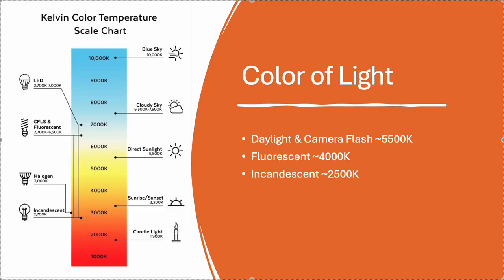The color of light. Color is measured on the Kelvin color temperature scale. These are things you've probably seen on a light bulb package. While there are details of different lights, we need to just break it down to focus on three things. First of all, the daylight and camera flashes are the same at about 5500 Kelvin. Fluorescent lights are about 4000 Kelvin, and incandescent lights are about 2500 Kelvin.